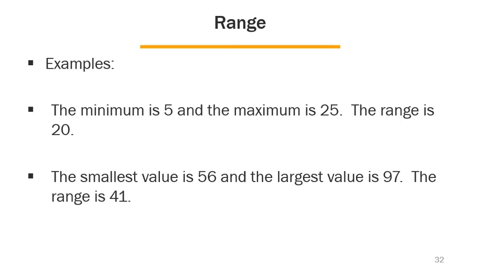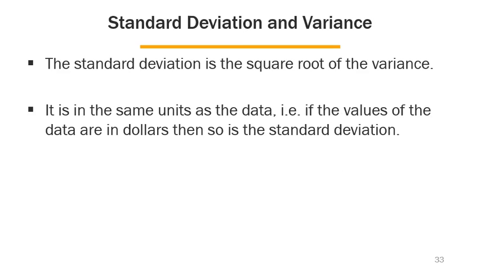Then I have a couple of other examples here. Suppose the minimum is 5, the maximum is 25. Simply take 25 minus 5 and get 20. Another example would be that the smallest value is 56 and the largest value is 97. Take the 97, subtract 56 to get 41. So again, the range is very simple to compute, but sensitive to extreme values.